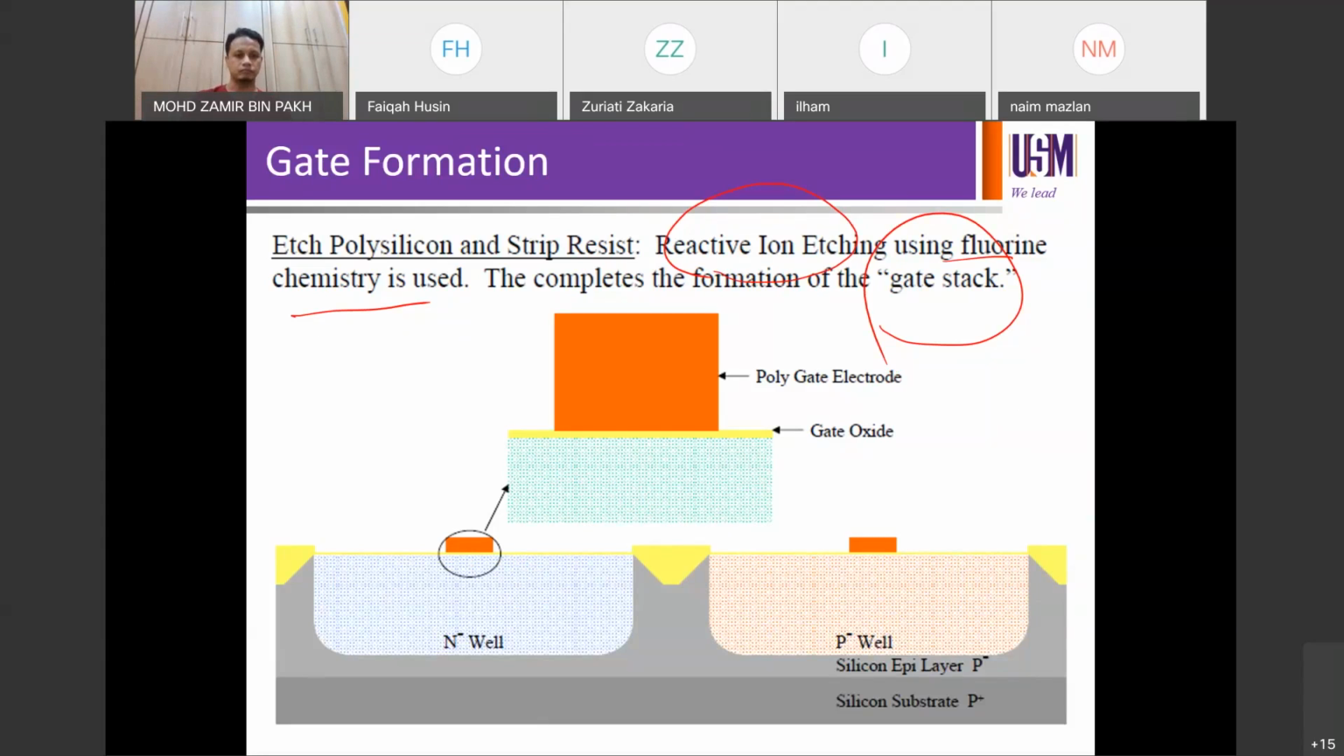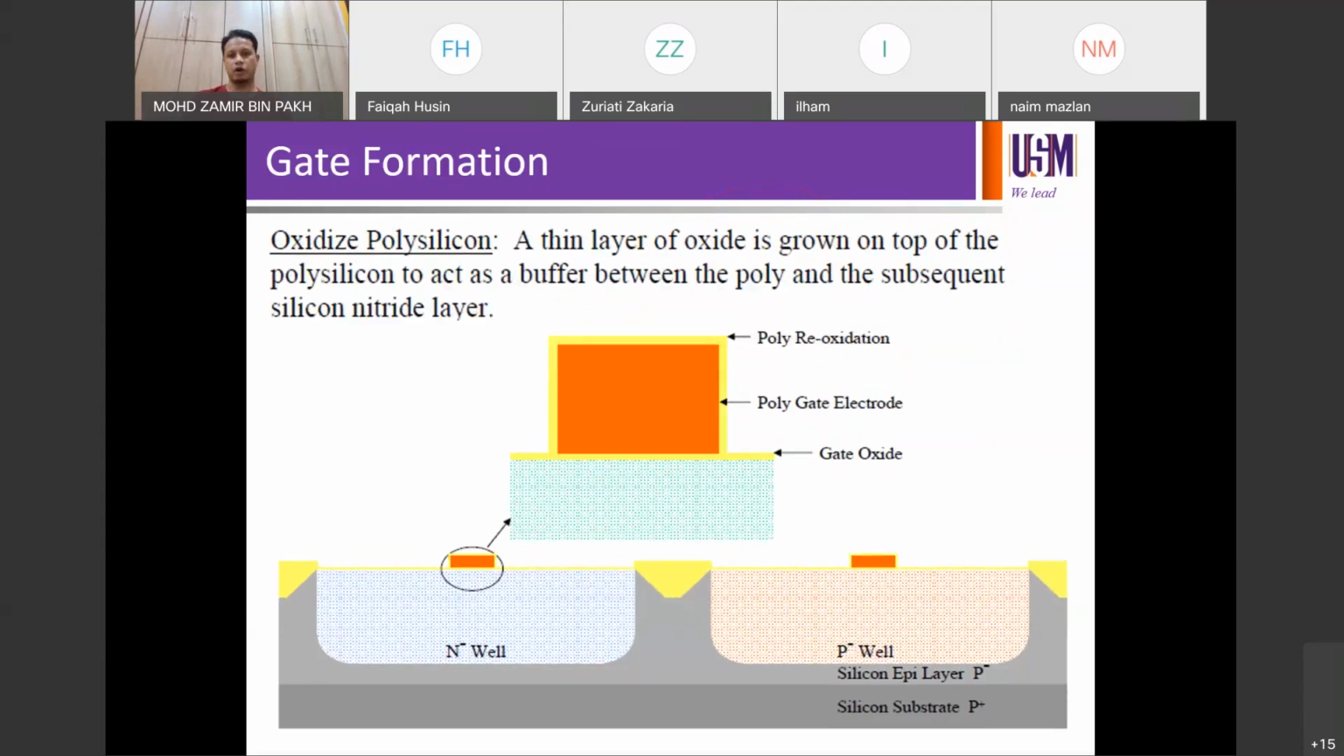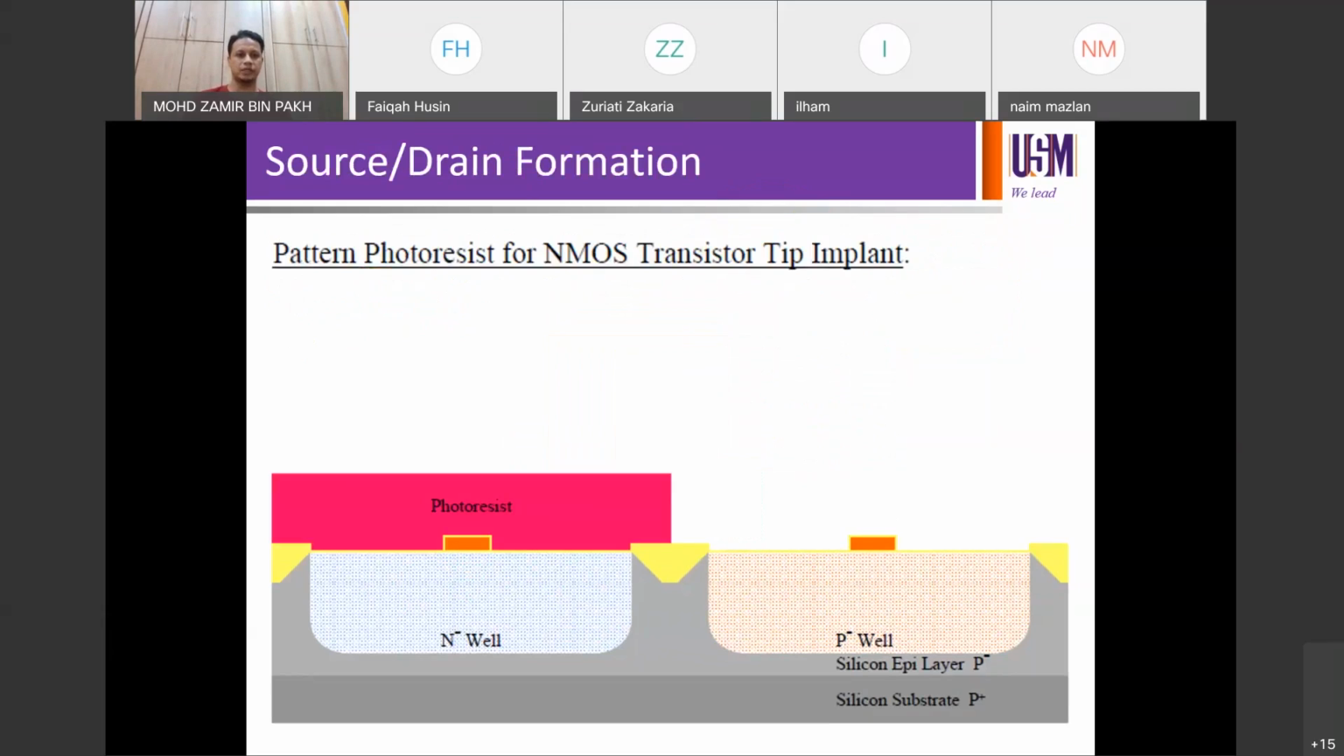Next. What happens? Poly reoxidation, right? A thin layer of oxide is grown on top of the polysilicon to act as a buffer between poly and subsequent silicon nitride layers. So you're going to have nitride on the sides before we proceed with the back end. Next, you pattern the resist for NMOS transistor tip implant. So let's see how a tip implant looks like. So you pattern one side, so that means you expose on the right hand side, you block on the left hand side, just by the same lithography process.